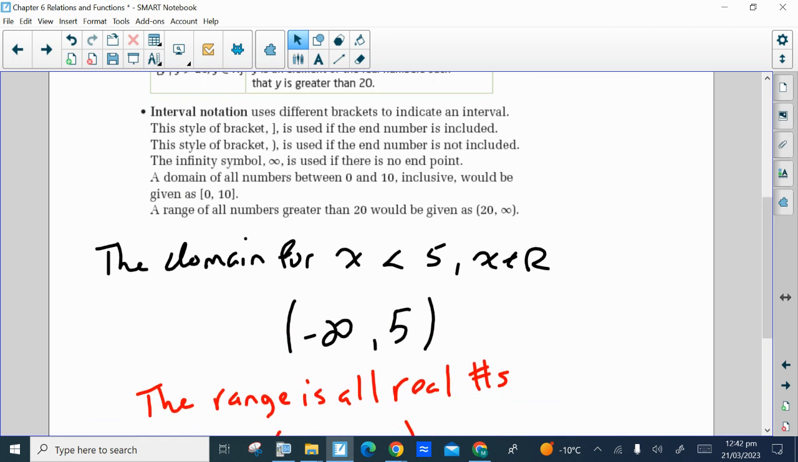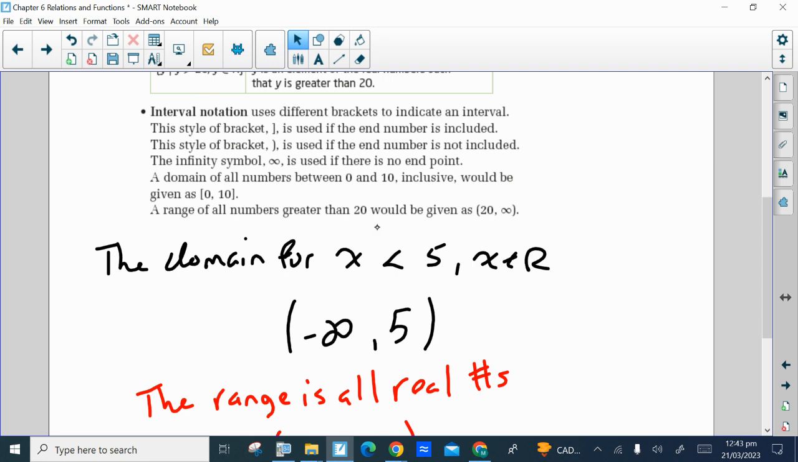The last one is interval notation. It uses different brackets to indicate an interval. When a square style of bracket is used, that means the end number is included. When a rounded bracket style is used, the end number is not included. The symbol infinity is used when there is no endpoint. So if we wanted to show a domain of all numbers between 0 and 10 inclusive using interval notation, remember the word inclusive means that the 0 and 10 are included, and that's why the square brackets are used. When you use interval notation, it's always the lowest value to the highest value, always.